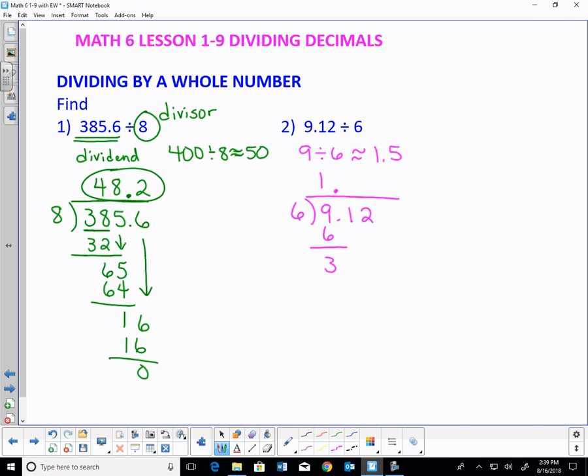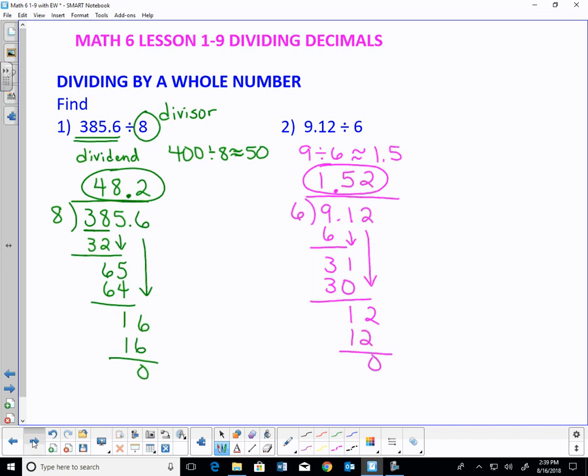Bring down my 1. 6 goes into 31. Well, 6 times 5 is 30. 31 minus 30 is 1. Bring down my 2. 6 goes into 12 twice. 2 times 6 is 12. So my answer is 1.52, which is very close to my estimate. So the answer for 9.12 divided by 6 is 1.52. Dividing a decimal by a whole number is not difficult.